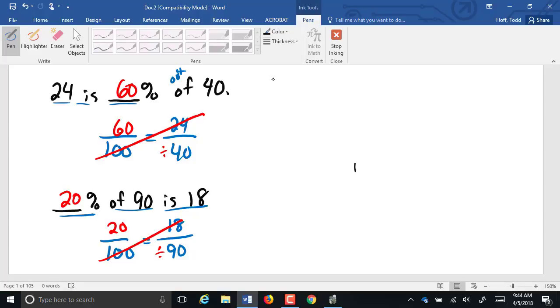Okay. Like I said, this is the proportion method. I really like the proportion method because all you've got to do is match up the numbers, get them in the right spot, and it's always cross multiply and divide. Calculation is always the same.